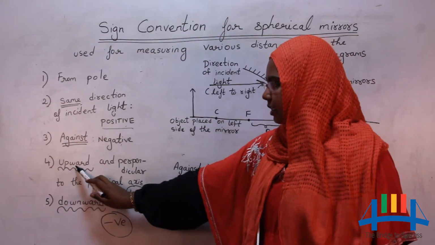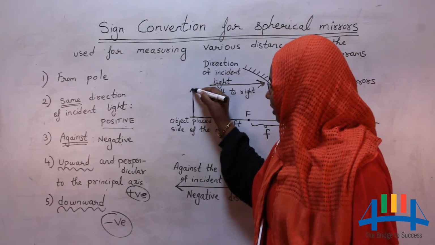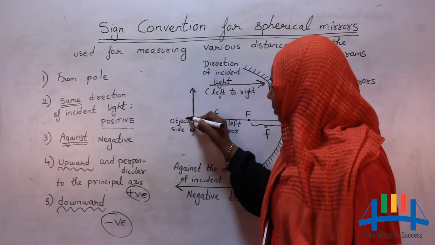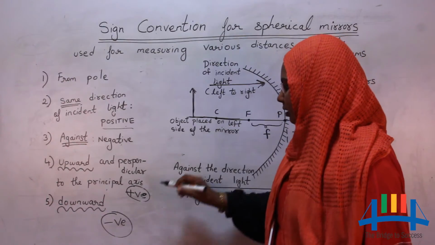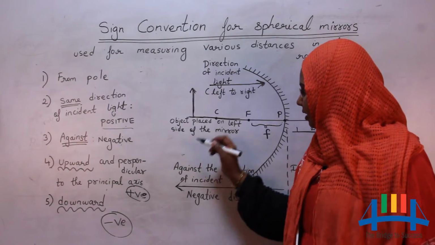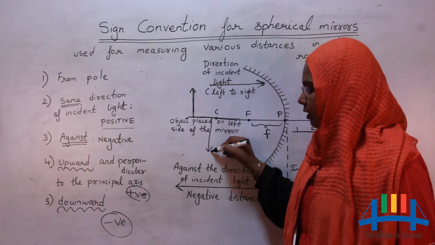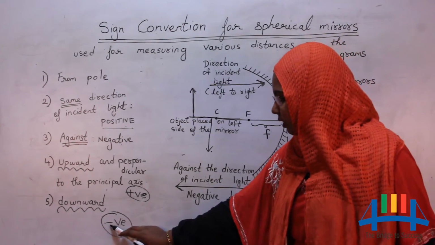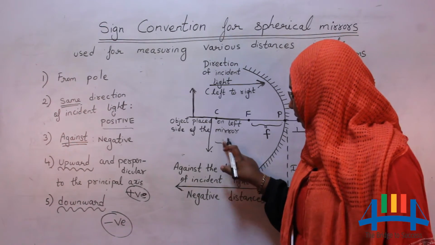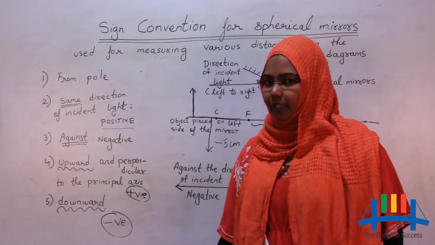Okay, next thing is distance measured upward. If we want to measure the height of the object, this is the arrow mark we use. If the distance is measured upward and perpendicular to the principal axis, then that distance is called as positive distance. If the distances are measured downward and below the principal axis, that height is called as negative height, we get a negative sign for that number, 5 centimeter or something. By this we end our topic.